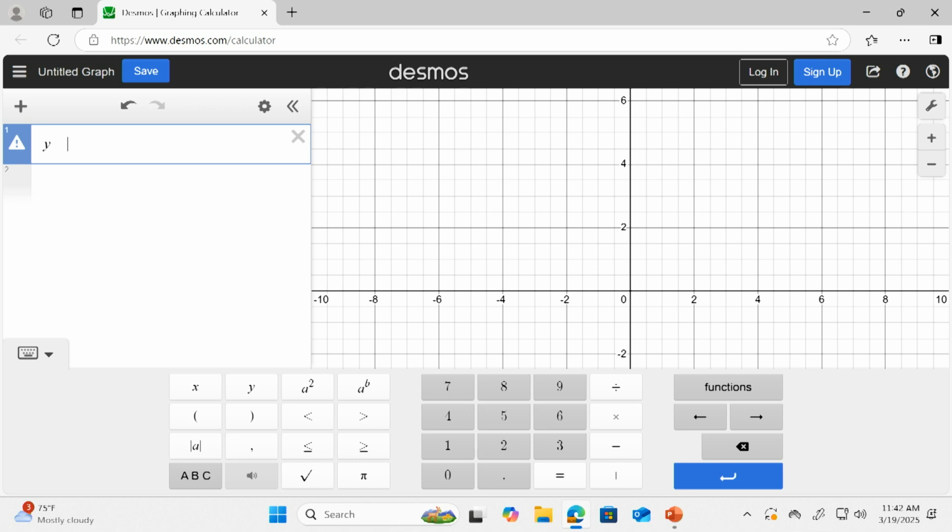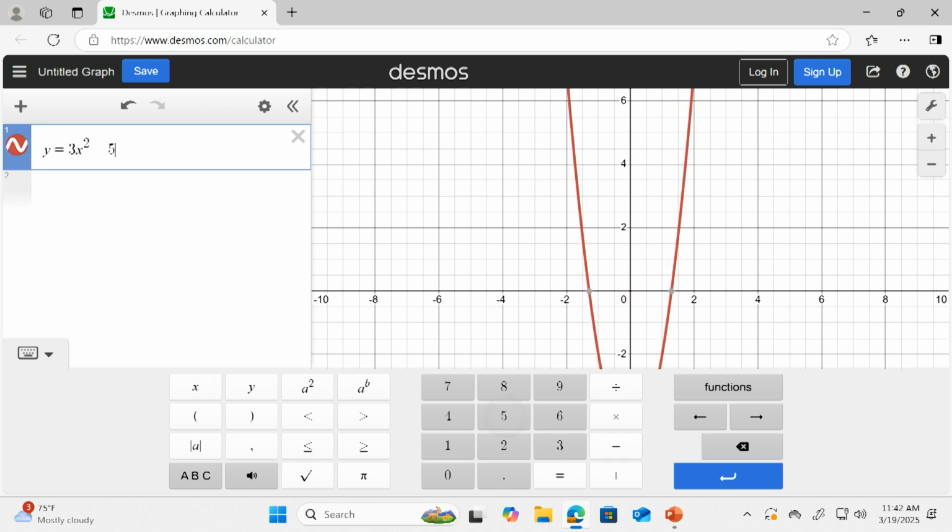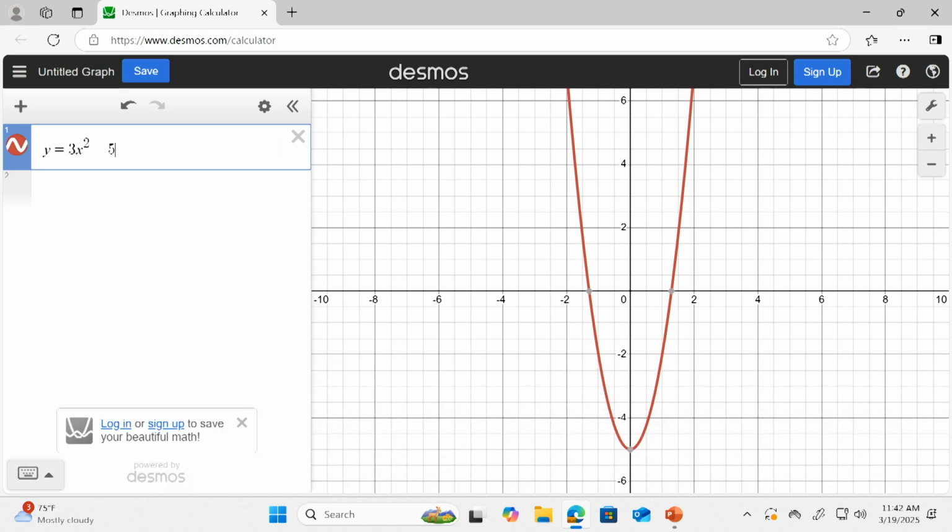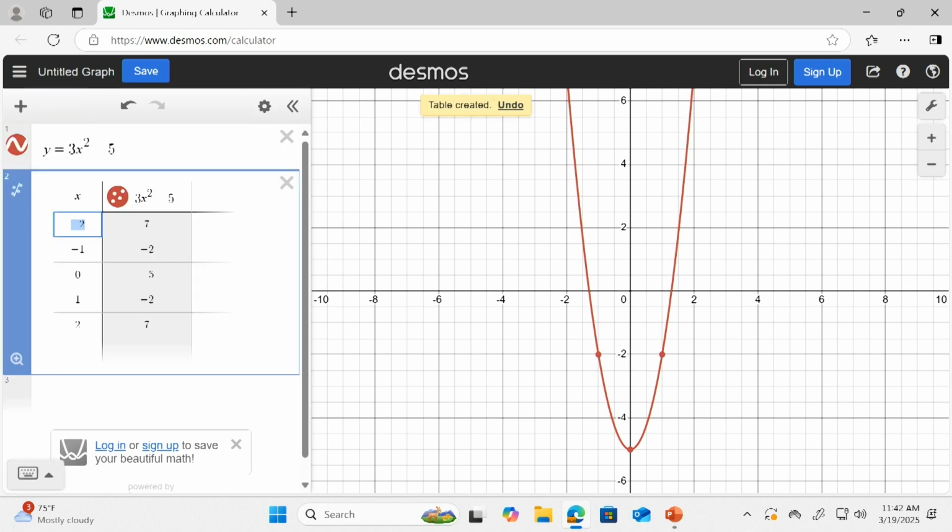And then I have 3x squared minus 5. So there is my graph that we see. Now it had an interval I need to look at, so let me go ahead and pull a table on this. Now, do we remember how to pull a table? I go to my gear and pull that table.